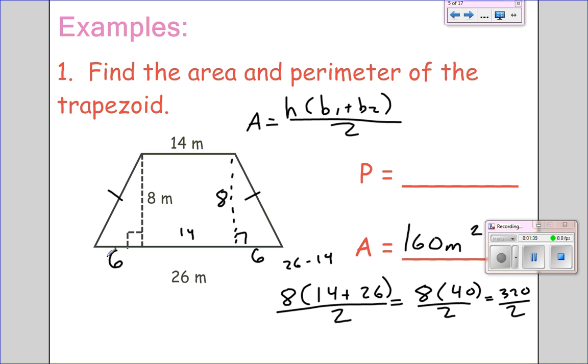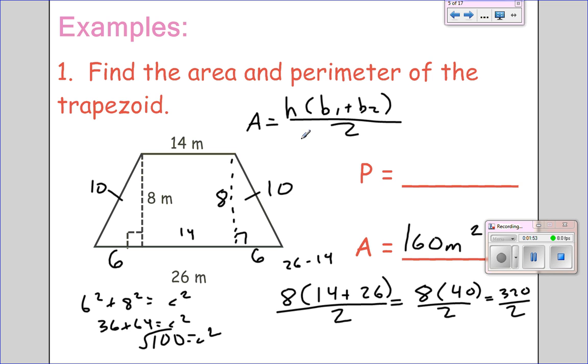Let's go ahead and do the Pythagorean theorem now to find our missing side. So 6 squared plus 8 squared equals c squared. 36 plus 64 equals c squared. 100 equals c squared, and the square root of 100 is 10 and 10. So the perimeter will be 14 plus 10 plus 26 plus 10, which gives me a total of 60 meters.